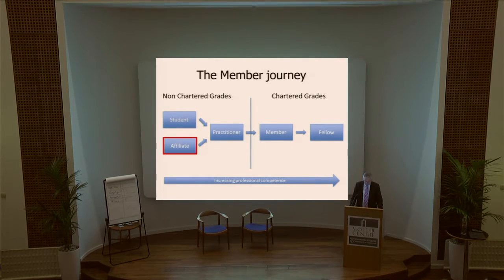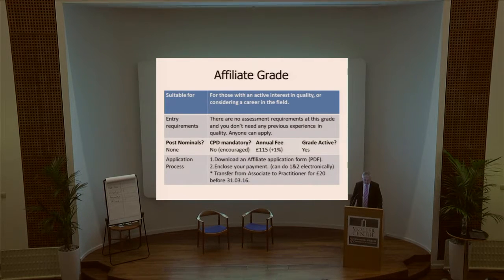In terms of affiliate, okay? Affiliate is very similar to associate. The associate grade didn't actually require qualifications or experience. There are no assessed requirements at the affiliate grade either. It's just for people who are interested in being associated with ourselves, affiliated to ourselves. So anybody can apply. You don't need previous experience in quality.